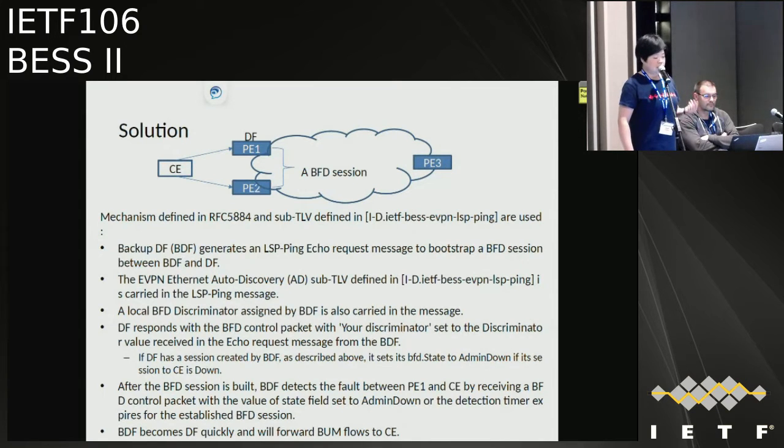Also, if there's something wrong with PE1 and PE1 cannot send the periodic BFD packet to PE2, PE2 can also know the situation from the BFD detection time. So PE2 will also note that there's something wrong with PE1, and PE2 can elect itself to be DF and forward the BUM packet.